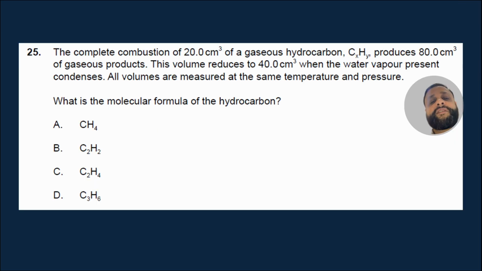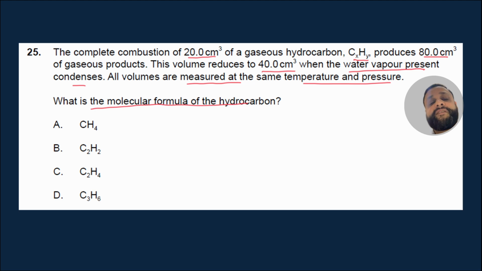The complete combustion of 20 centimeter cube of a gaseous hydrocarbon CxHy produces 80 centimeter cube of gaseous products. This volume reduces to 40 centimeter cube when water vapor condenses. All volumes are measured at the same temperature and pressure. What is the molecular formula?